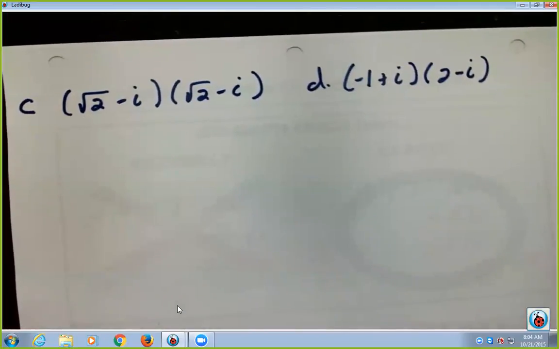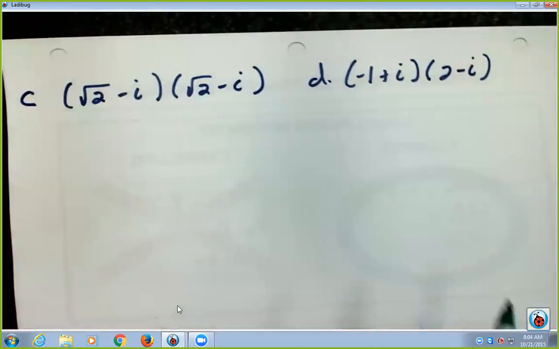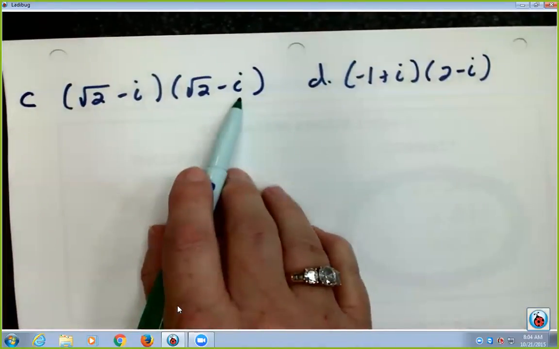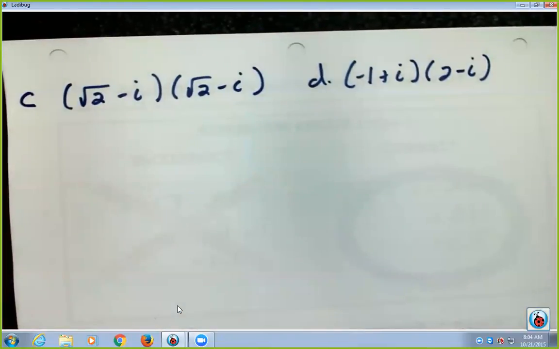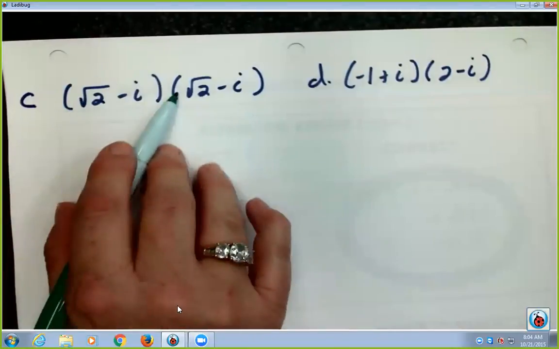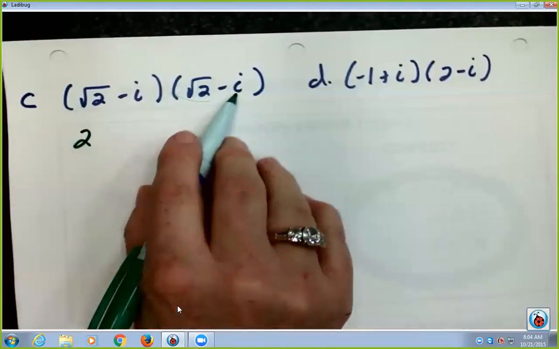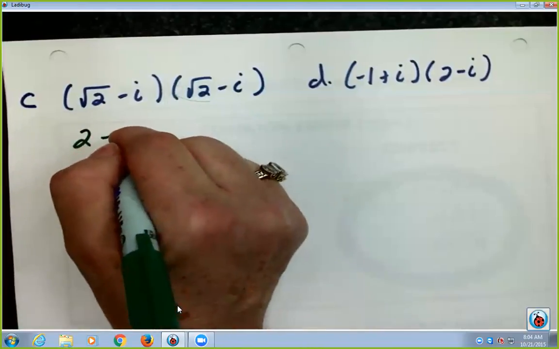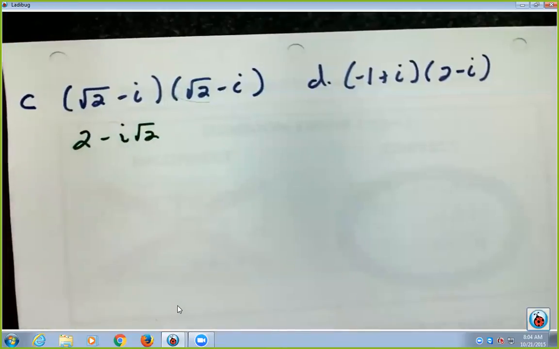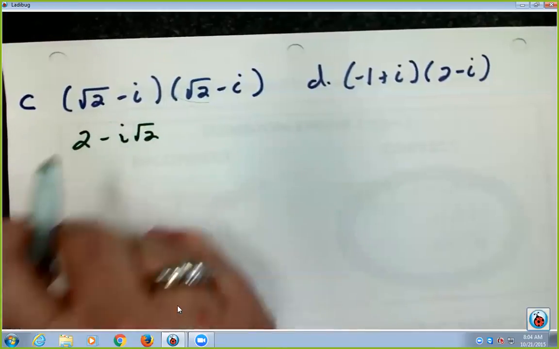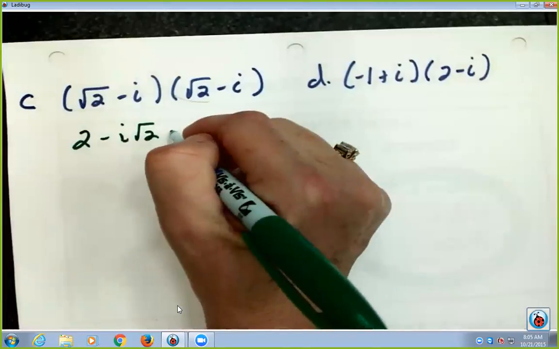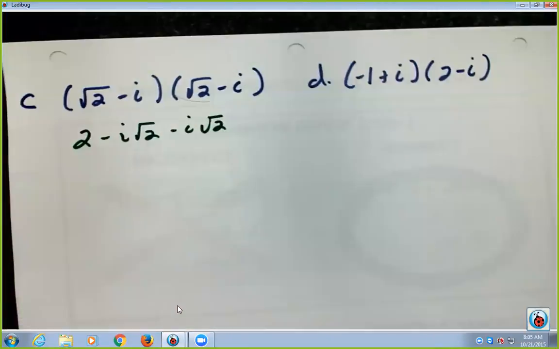This next one in C puts radicals in here as well, and it puts i's in there. So we have both combinations. So we've got the radical pieces, that again is a straight multiplication we've done before. Square root of 2 times the square root of 2 is 2. Square root of 2 times a negative i is a negative i square root of 2, since I can't put those together. Negative i times the square root of 2 is again a negative i square root of 2.